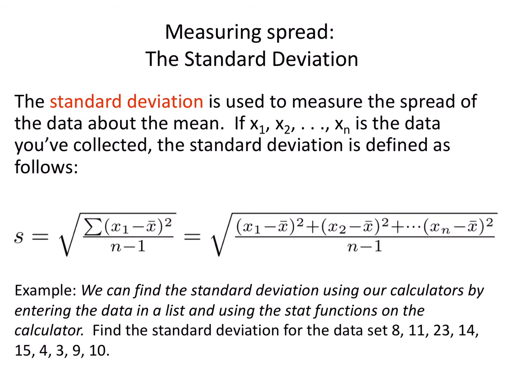Now we can calculate the standard deviation by hand using the formula on your screen. So we call the standard deviation S, and the formula here says that S is the square root of the sum of all of the individual data points minus the mean quantity squared, and then you need to divide that sum by 1 less than the number of observations. Now that formula is a mess.